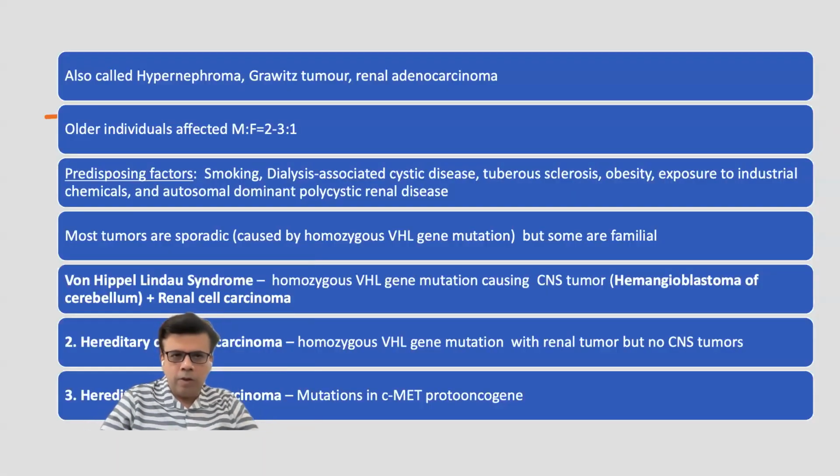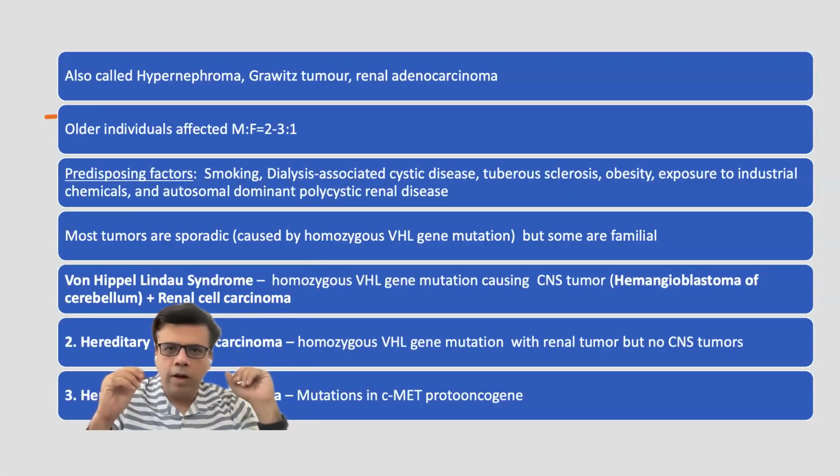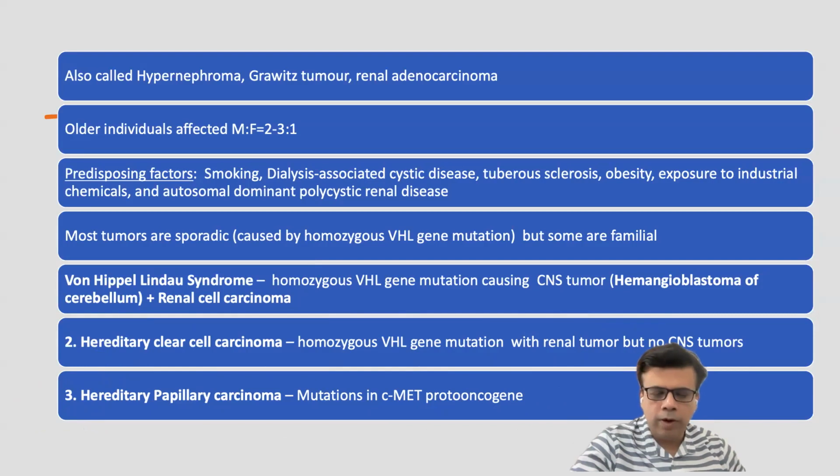So, renal cell carcinoma, also called hypernephroma, Grawitz tumor, renal adenocarcinoma. Males have a predominance, almost 2.5 to 3 times more compared to females. And there are various predisposing factors seen in renal cell carcinoma. The important ones include tuberous sclerosis. Smoking is an important factor. ADPKD, autosomal dominant polycystic kidney disease, and exposure to some chemicals. These are some known associations of renal cell carcinoma.